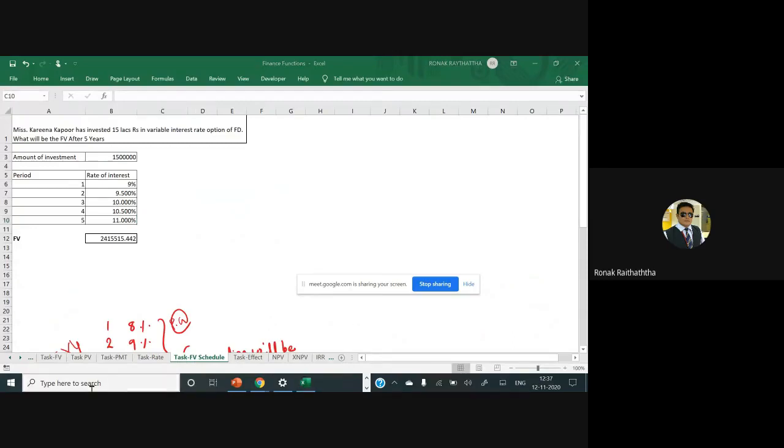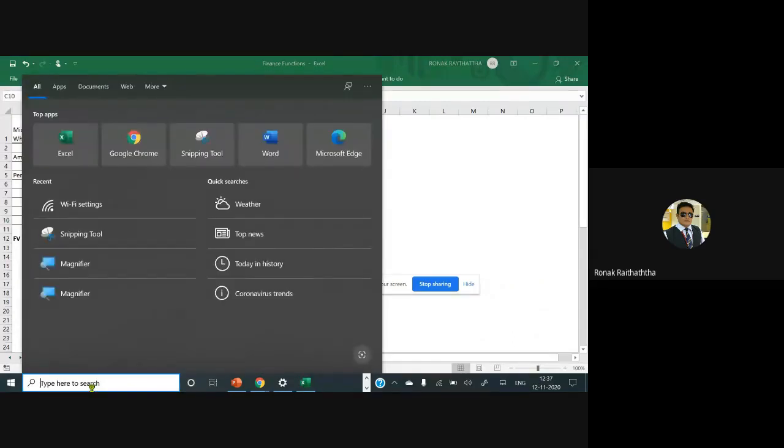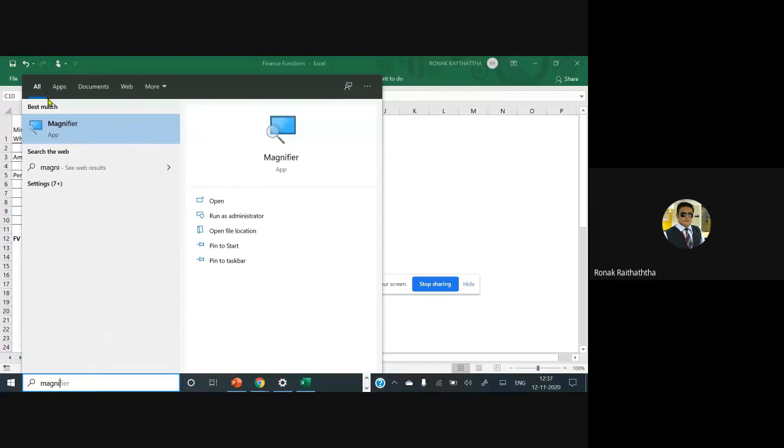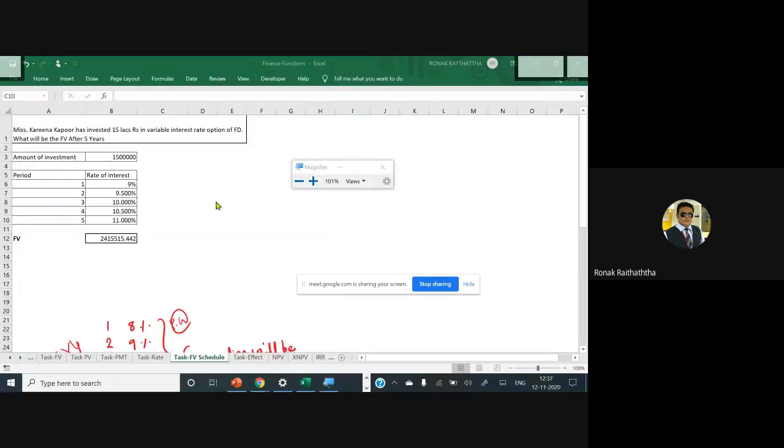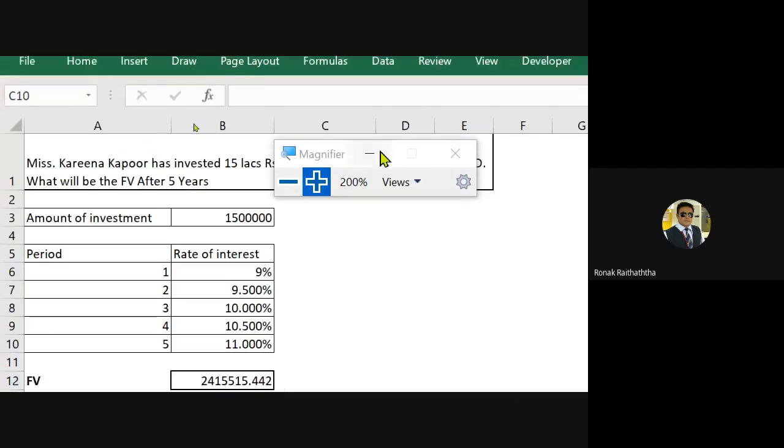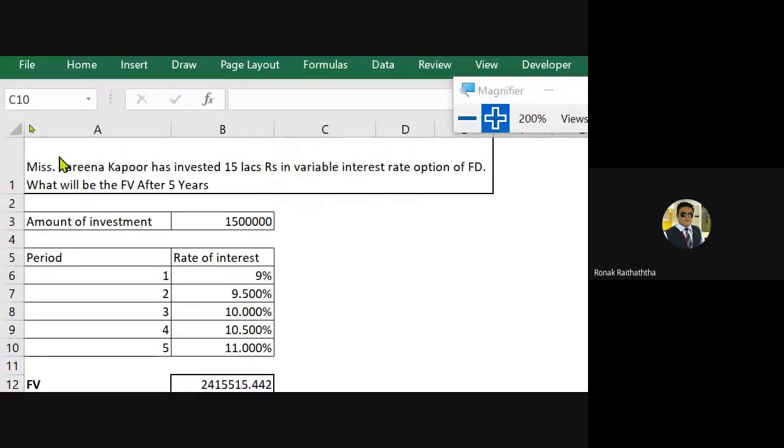Everyone should start reading this sum along with me. Let me use the magnifier so that you get it in a better way. Obviously, you people have the Excel file, so it won't be very problematic for you to see over there. Ms. Karina Kapoor has invested 15 lakh rupees in the variable interest rate option of fixed deposit. FD stands for fixed deposit in this case. What will be the FV after 5 years?